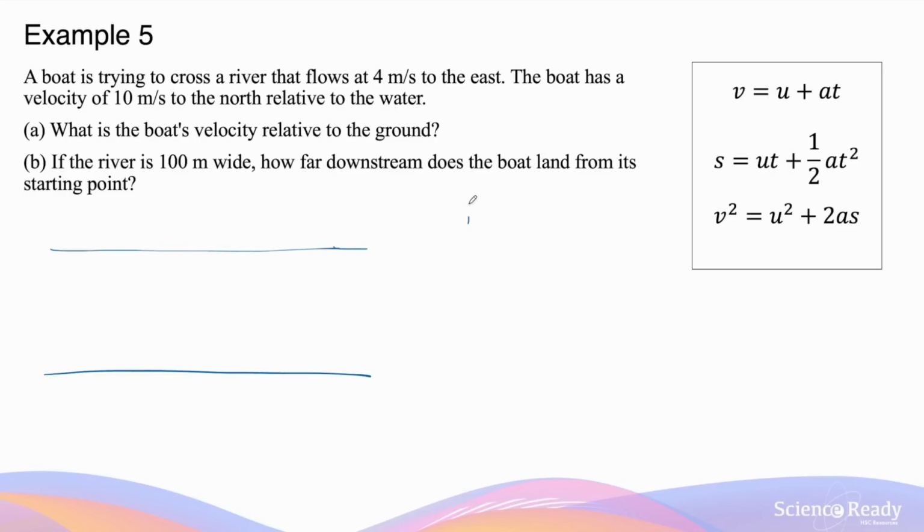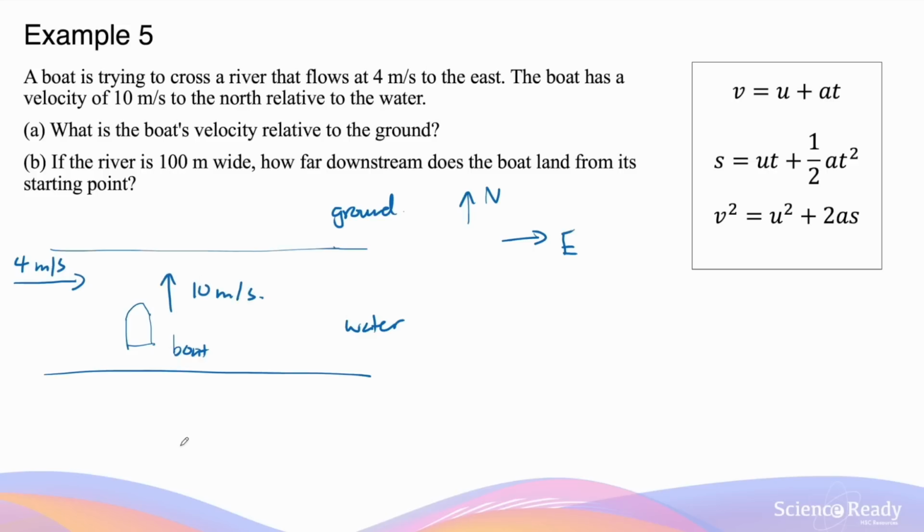So we have a river. Let's call that north. Let's call that east. This is the water. This is the ground. So the water in the river flows to the east at 4 meters per second. And the boat, which is trying to cross the river, is moving north relative to the water at 10 meters per second. The velocity of the boat relative to the ground will also take into account the velocity of the water, because the water will be pushing the boat towards the east direction.